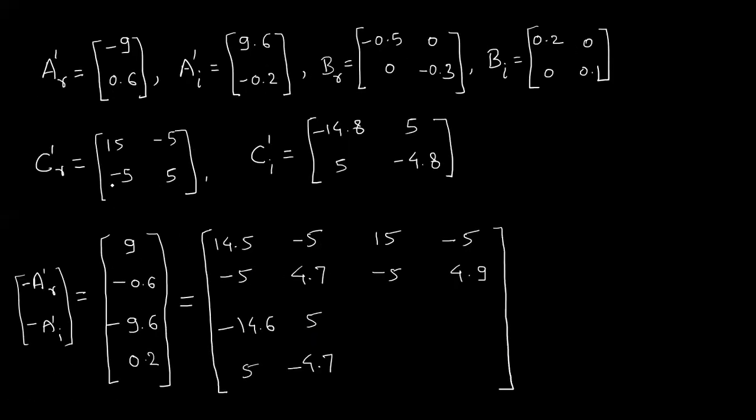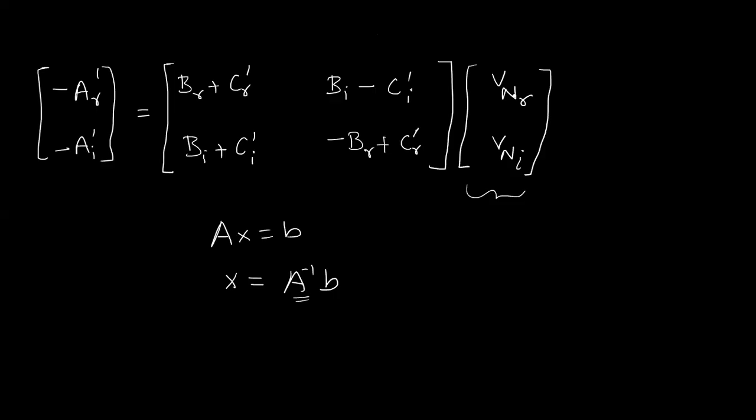So CR dash minus BR. So we need to subtract this from this. Okay, CR dash minus BR, 15 minus 0.5. So that is 15.5. Yeah, minus 5 and 5 minus 0.3. So that is 5.3.